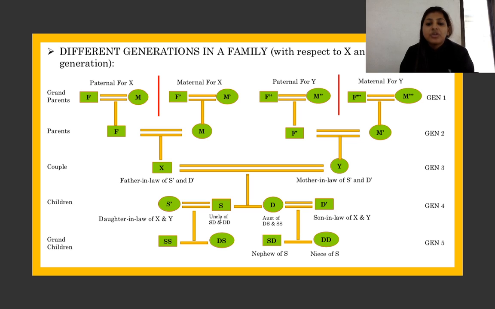Then who are X and Y for S dash and D dash? For S dash and D dash, X is father-in-law, because their partner's father will be their father-in-law, and Y will be mother-in-law. And who are S dash and D dash for them? So for X and Y, S dash is daughter-in-law, son's wife, and D dash is son-in-law, daughter's husband.